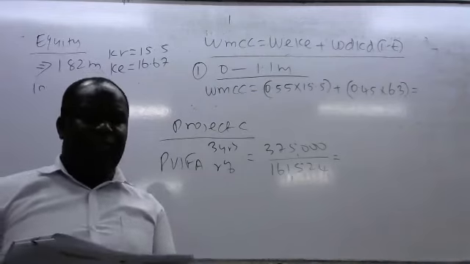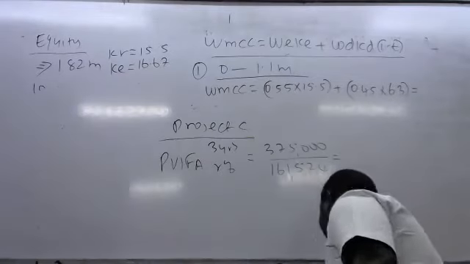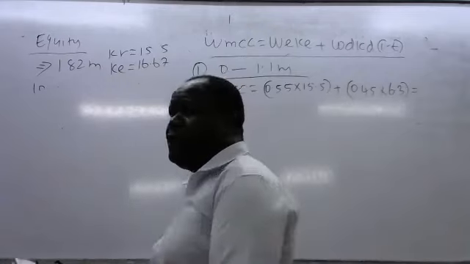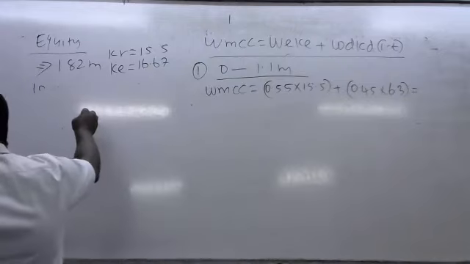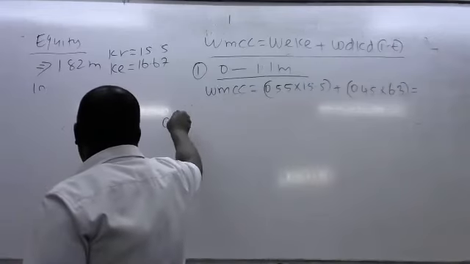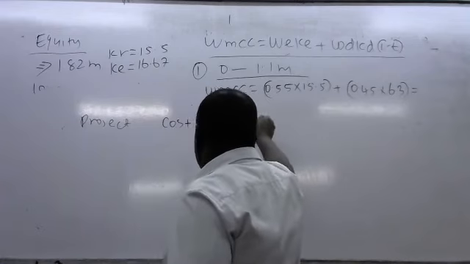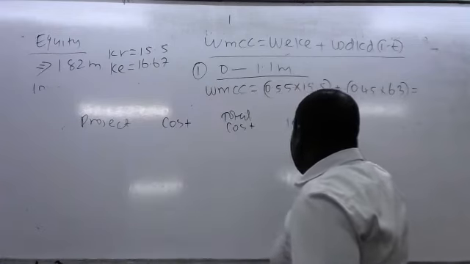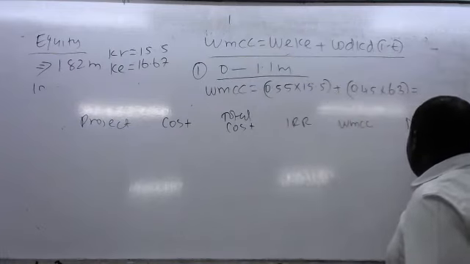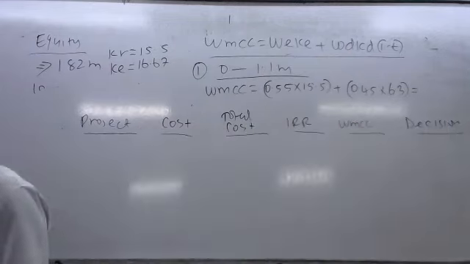on which project should be accepted. So we follow that procedure like in the previous question. You will have the column for the project, also the cost, then total cost, then IRR, then WMCC. Then you make the decision on that level.